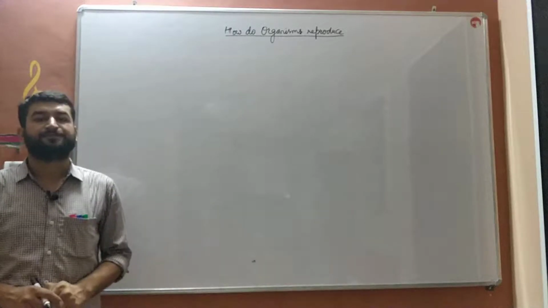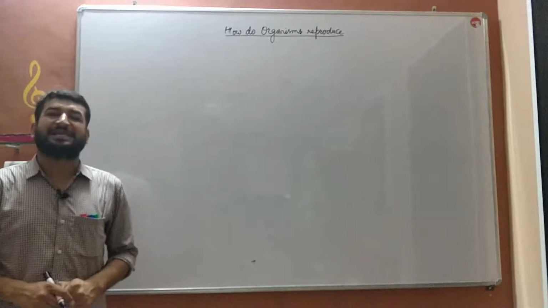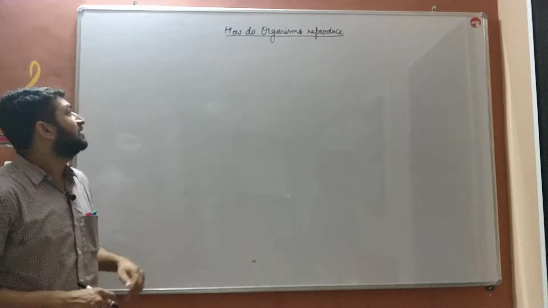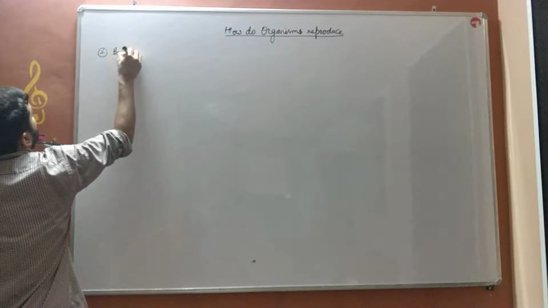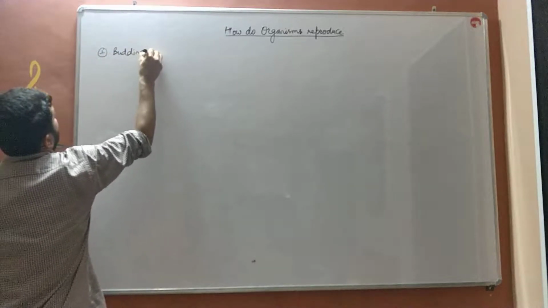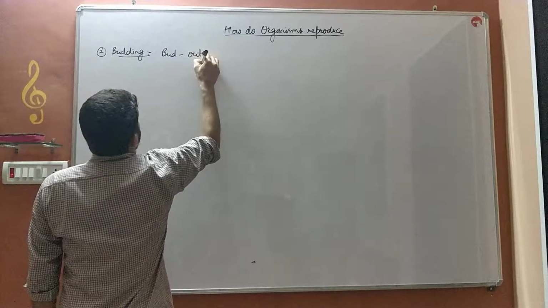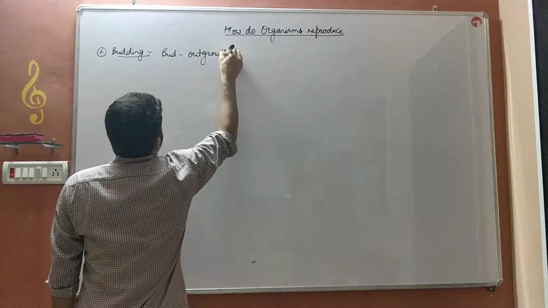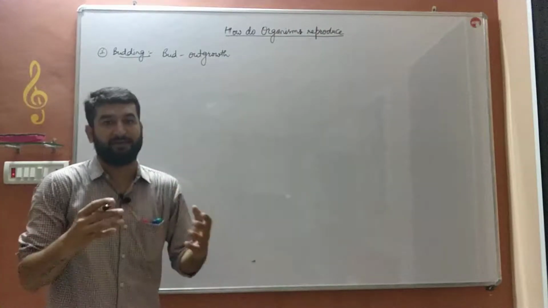Hello children, in this video we will discuss the next mode of asexual reproduction, that is budding. The word budding is made from the word bud, which means outgrowth. The growth of any part towards the outer region is referred to as a bud.